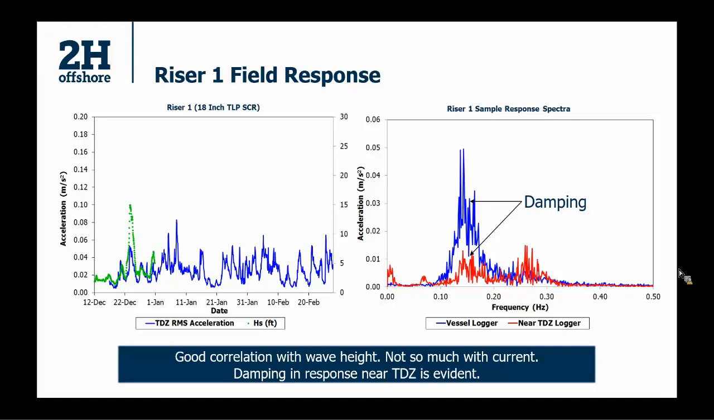And on the right, I am showing you a spectral plot for one of the logging periods. It's about a 15-minute period from a spot on the curve on the left side. And here I am showing you the frequency content of acceleration. You can see the vessel logger, which is the blue one, and a touchdown zone logger, which is the red one. And you can see the damping. That's what we are after. Are our analysis models predicting this damping well or not, or what do we need to do to predict this hydrodynamic damping?